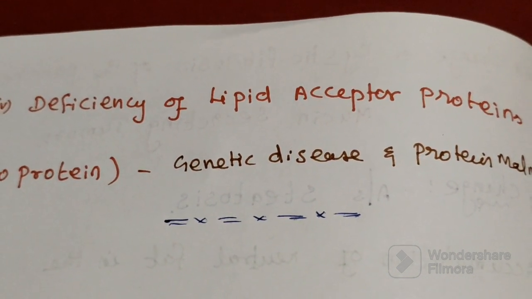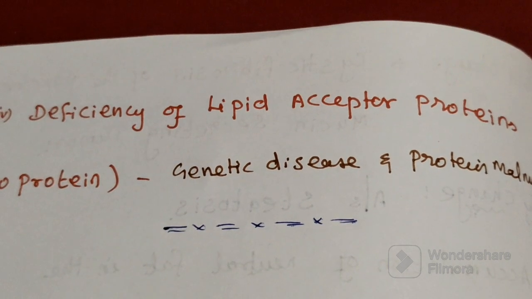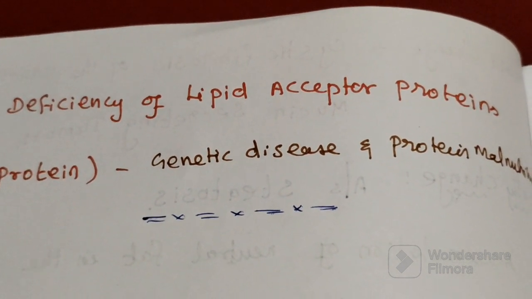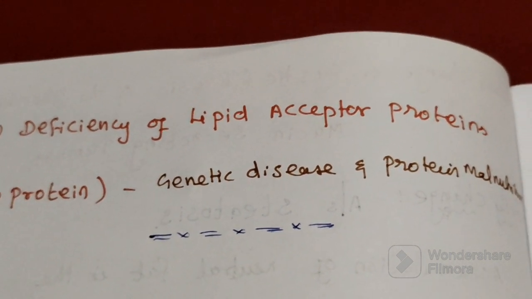So this is the morphological feature that you can see in reversible cell injury.